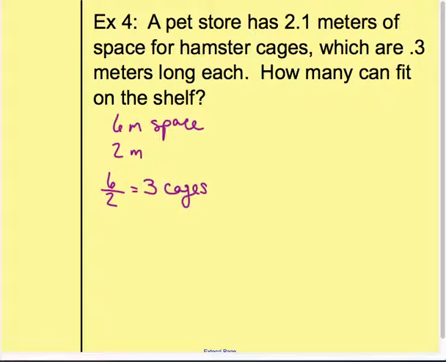So let's do the same thing with our decimals. We have 2 1/10 meters of space. Each cage requires 3/10 space. So we divide to get the number of cages. Taking the decimal point in the denominator, making it a whole number, I moved it over once. So I moved the decimal over once in the numerator. 21 divided by 3 is 7 cages that would fit on the shelf.